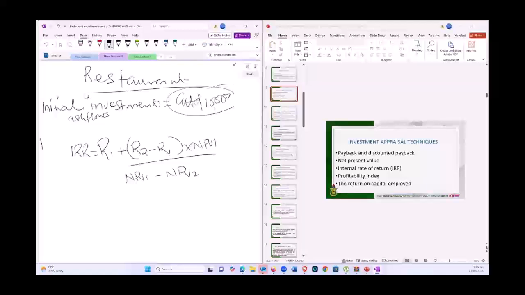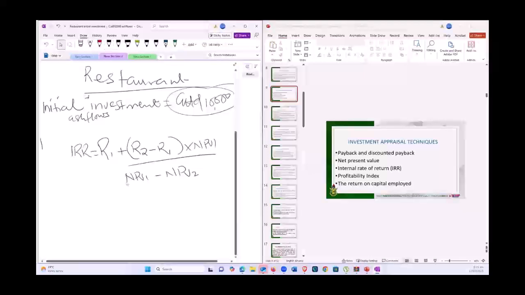Please check. You see that R1 is a standalone term in this formula. The ratio is on this side: R2 minus R1 times NPV1 divided by NPV1 minus NPV2 is the ratio. After summarizing the ratio, you add it to R1. So R1 is a standalone term; the ratio doesn't affect it.